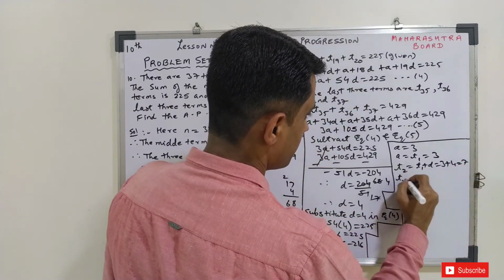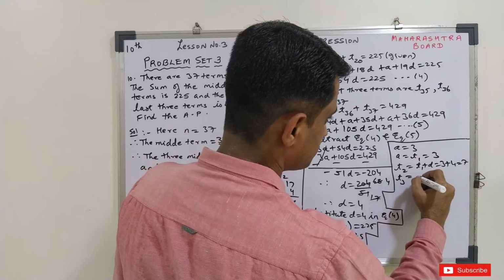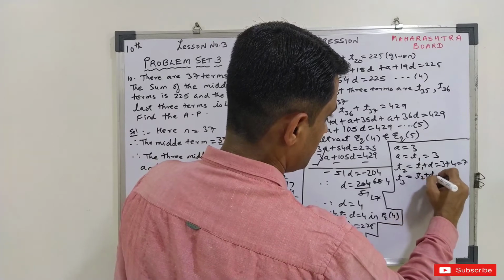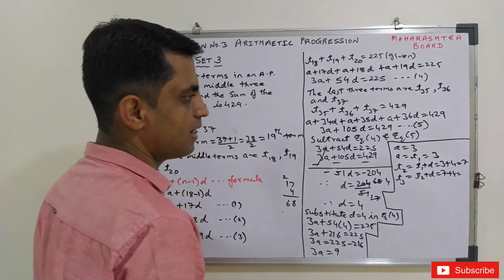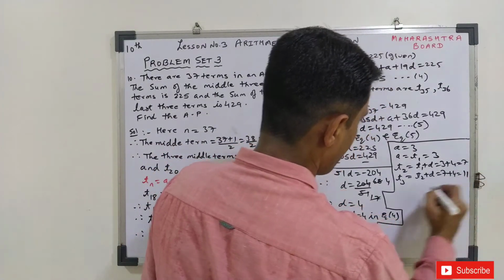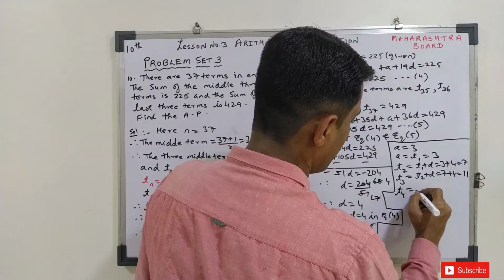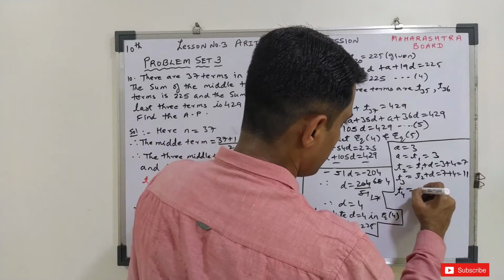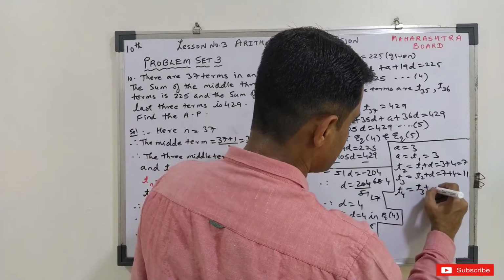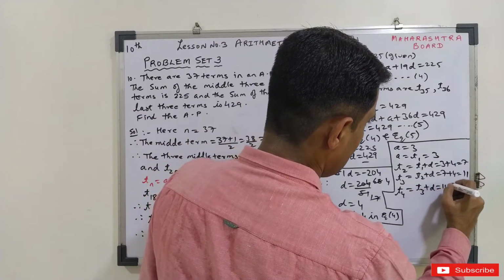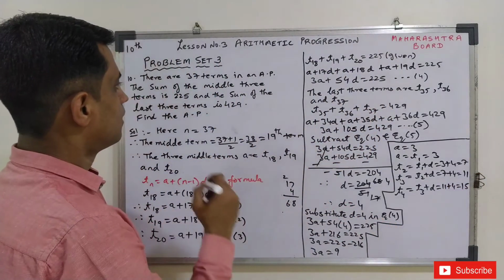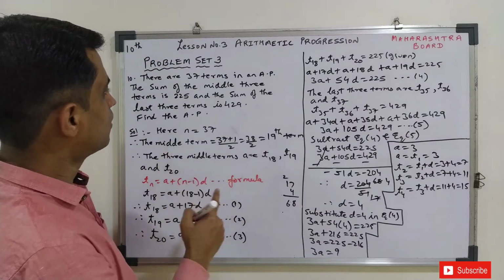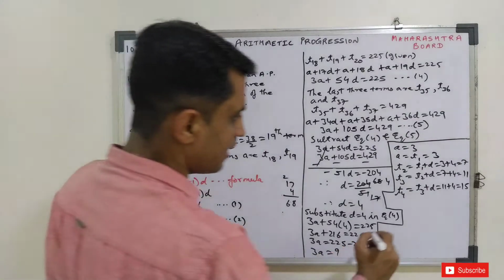7. T3 will be what? T2 plus D, 7 plus 4, 8, 9, 10, 11. And T4 will be what? T4 will be T3 plus D. 11 plus 4, 15. Okay. So, that's how we get an answer.